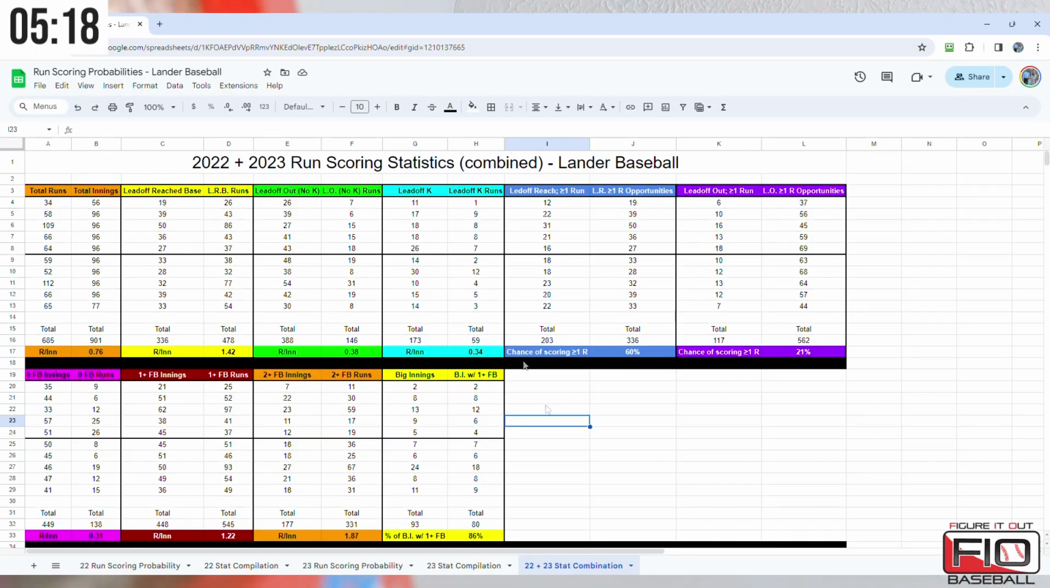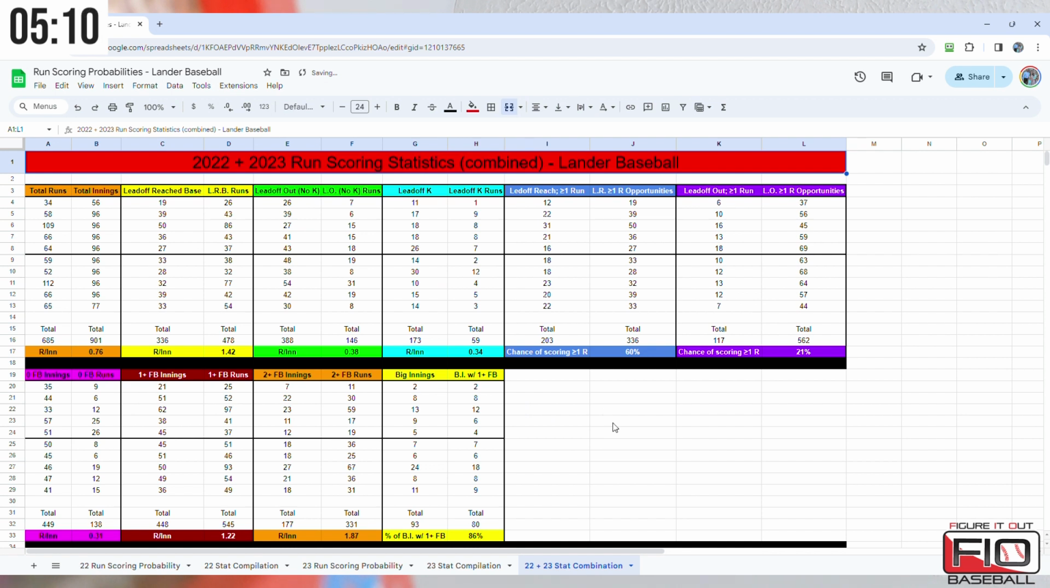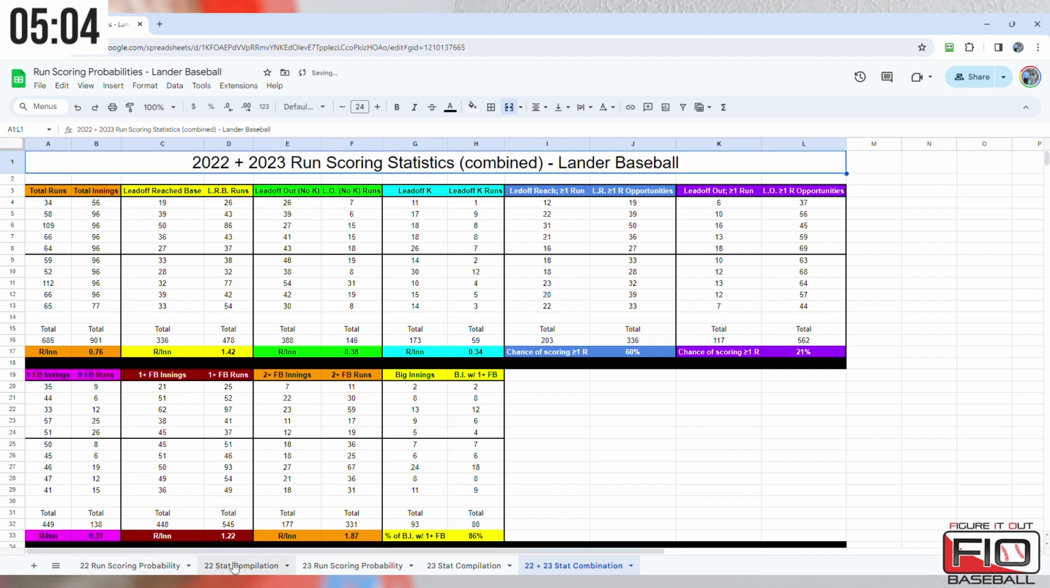So I'm going to switch to sharing my screen with you and doing a voiceover, and walk you through this spreadsheet that I've got. Okay, guys, I'm now sharing my screen with you. What I called this spreadsheet, you'll see in a red highlight here, is the 2022 plus 2023 run scoring statistics for Lander University. And when I showed it to our players, I called it run scoring probability, which you see on the tabs at the bottom here.